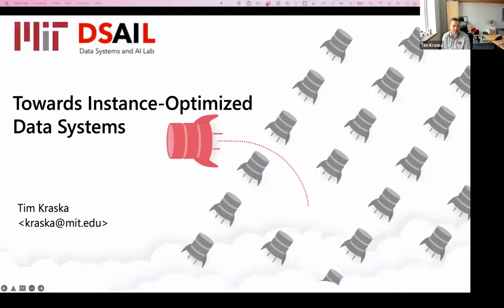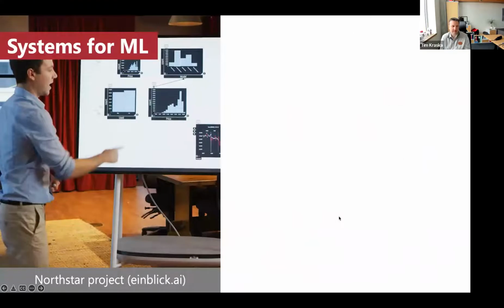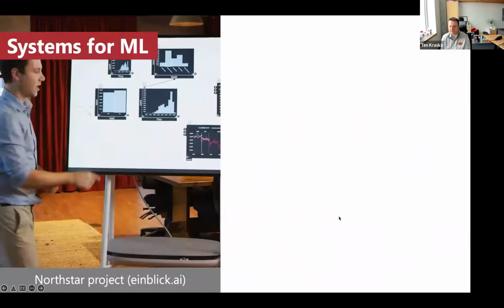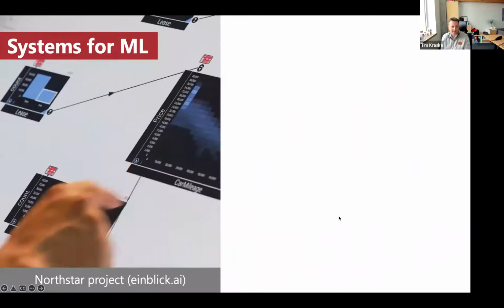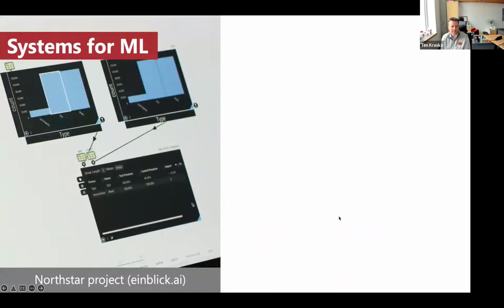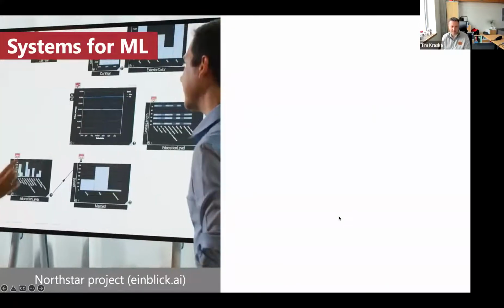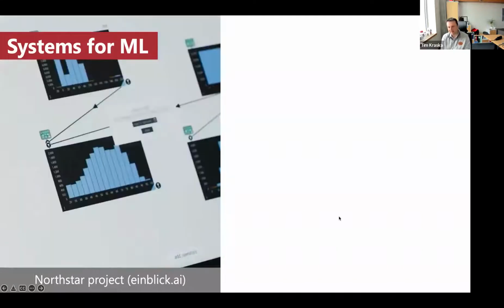Okay, so what I'm going to talk about in this presentation is mainly the recent work we are doing around instance optimized data systems and some of the algorithms and data structures we developed so far for it. In general, the area I'm interested in is either building systems for machine learning, and we had a large project there called North Star, which started at Brown University, and then we continued at MIT. And recently that actually became a company called Einblick.ai.